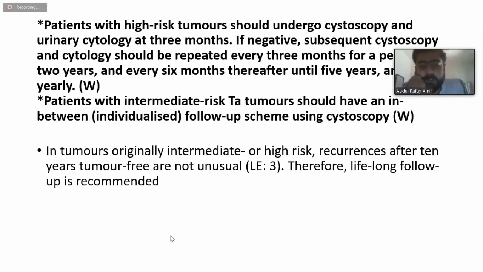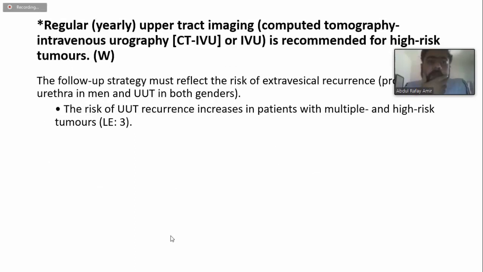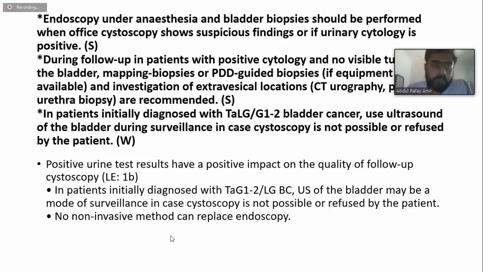Patient with intermediate risk TA tumor should have an in-between follow-up scheme for cystoscopy. Regular, yearly upper tract imaging with CT IVU or IVU is recommended for high risk tumors. Endoscopy under anesthesia and bladder biopsy should be performed when office cystoscopy shows a suspicious finding in the follow-up.